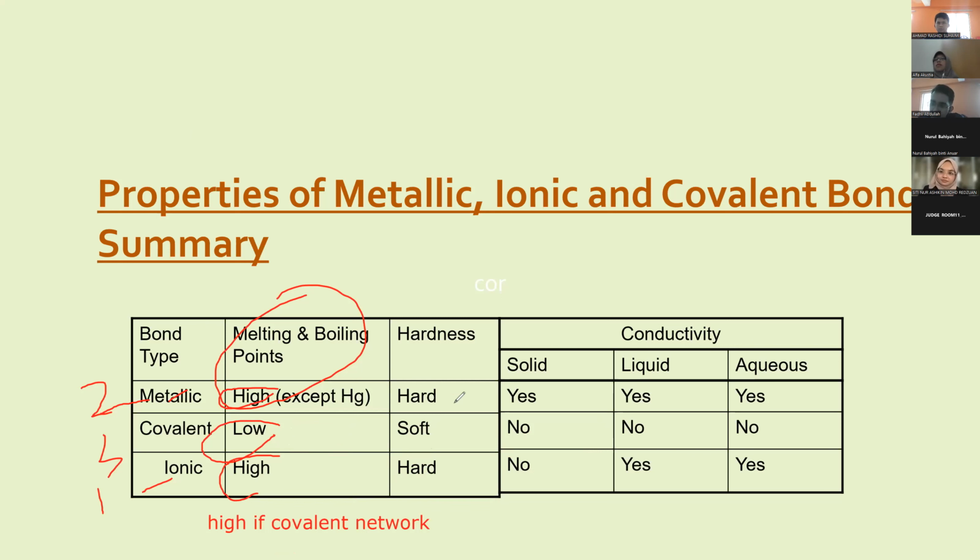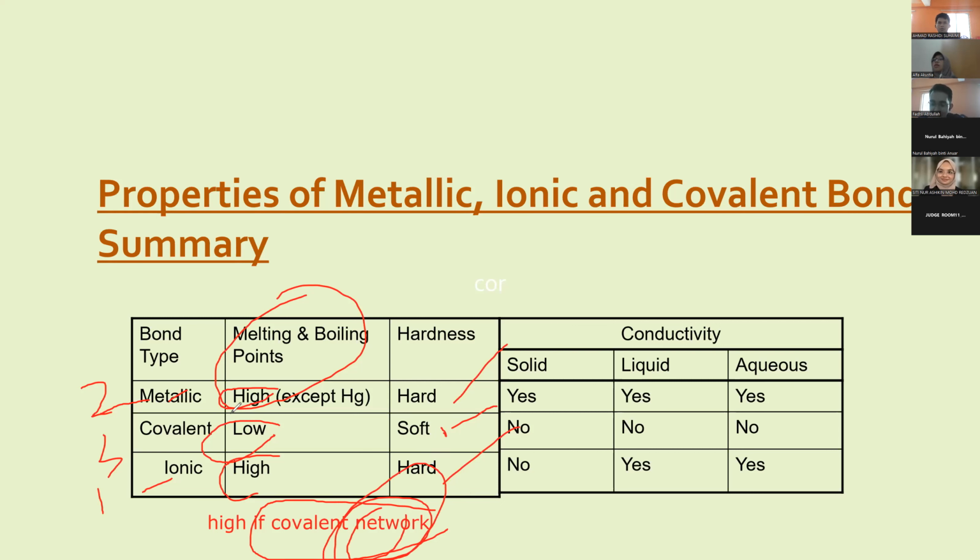The hardness: metallic is hard. Okay, metal is always hard. Ionic is hard because they make a crystal. Covalent is soft because there is no network. But if they form a covalent network, of course, it's also hard. The key point is network.